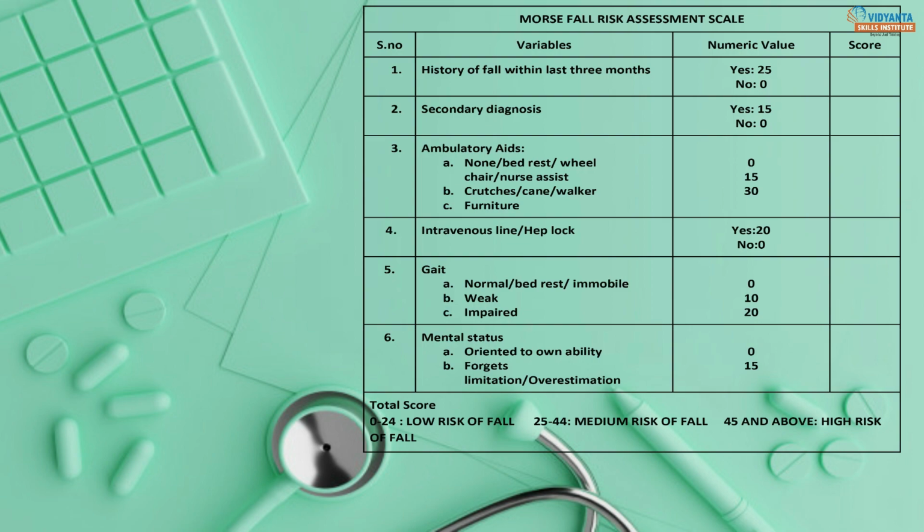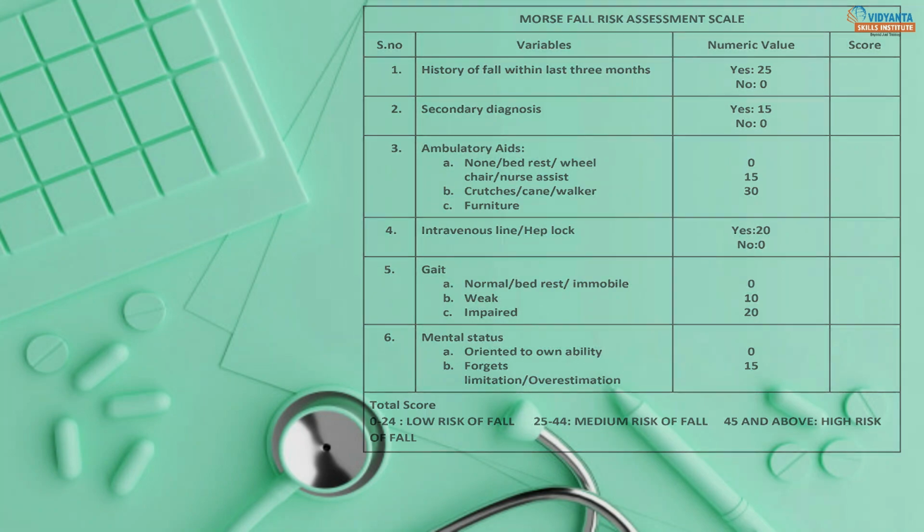Total score. If the score is between 0 to 24, then there is low risk of fall. If the score is between 25 to 44, then there is medium risk of fall. If the score is 45 and above, then there is high risk of fall. In some hospitals, the Morse fall risk assessment scale is used in a modified version, known as the modified Morse fall risk assessment scale, in which they have added patients who are under the age of 18 years, above the age of 65 years, and patients admitted in ICU, HDU or emergency. They are all considered at high risk for fall.